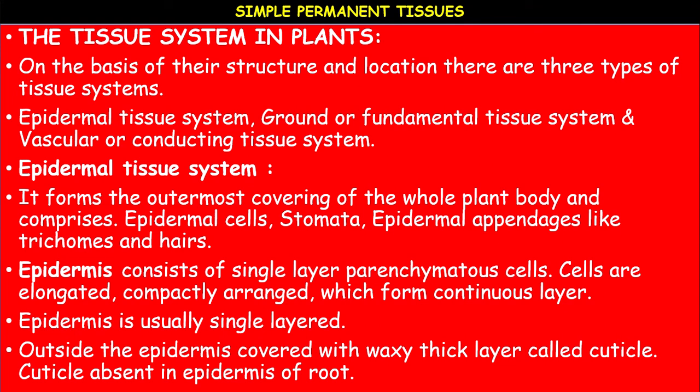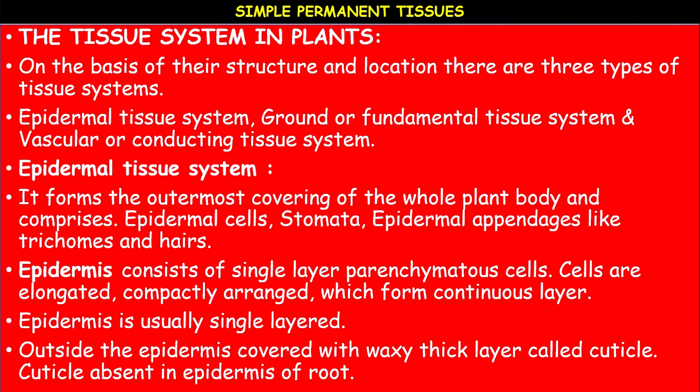So, the epidermal tissue system consists of epidermis and epidermal outgrowths. Epidermis is the superficial layer covering the entire surface of the primary plant body, and is itself covered with a cuticle on aerial parts. Aerial parts means upper parts, not the part inside the ground, that is the root. On the stem you will find this epidermis. All the epidermal cells are living and parenchymatous.